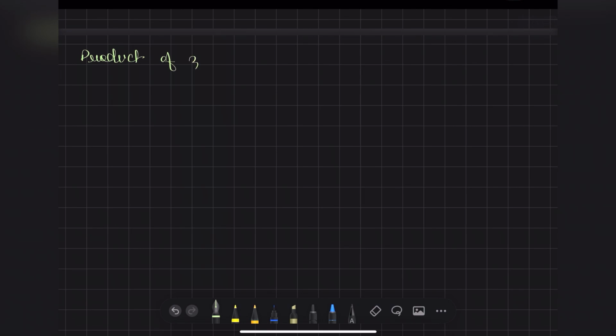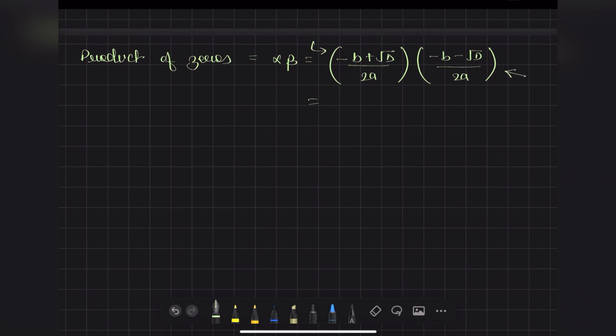Product of zeros. Product of zeros is alpha into beta. You know that minus b plus root d by 2a, this is the first zero. Now we have the second zero, minus b minus root d by 2a. Now can I take minus common from this part and put it inside this box? Okay, so it will look like b minus root d into b plus root d by 4a square.